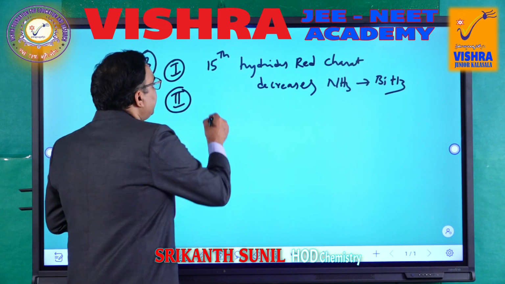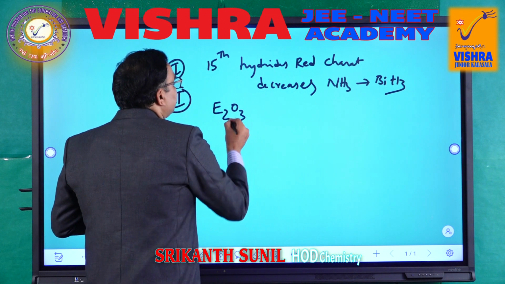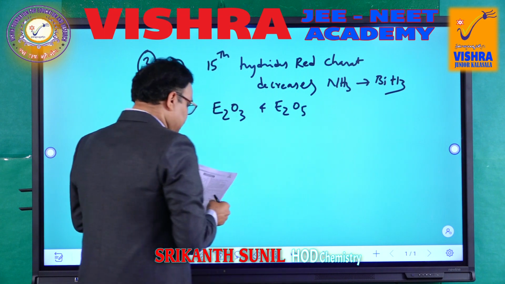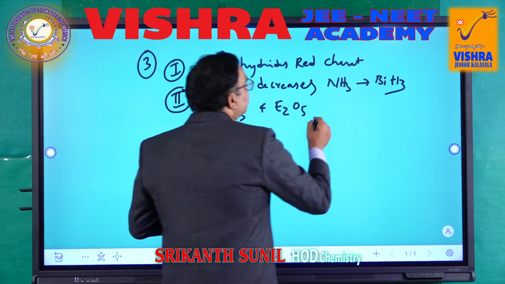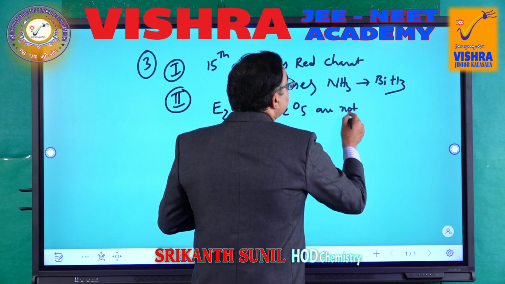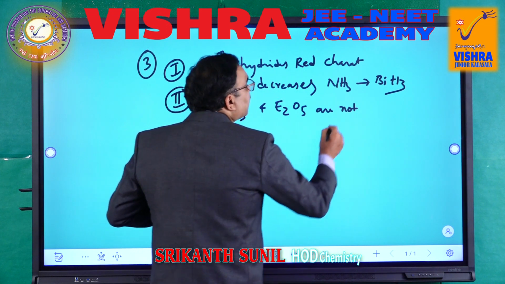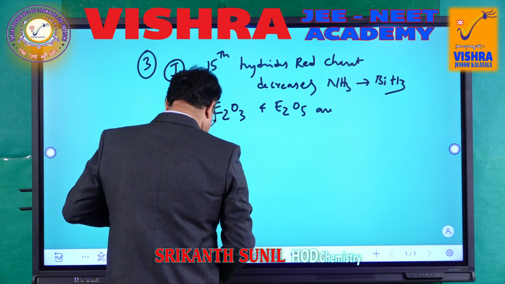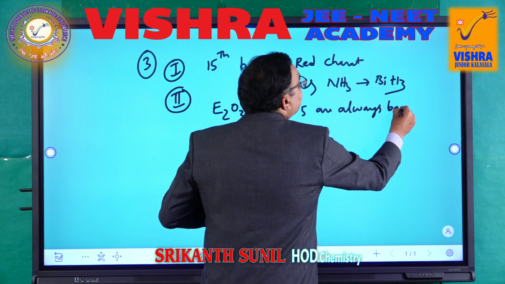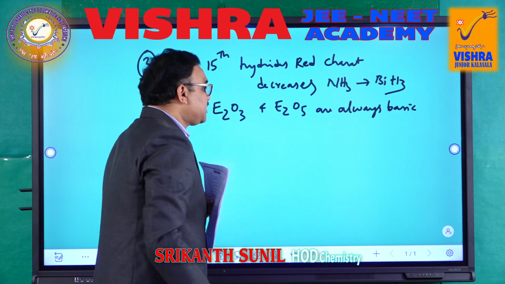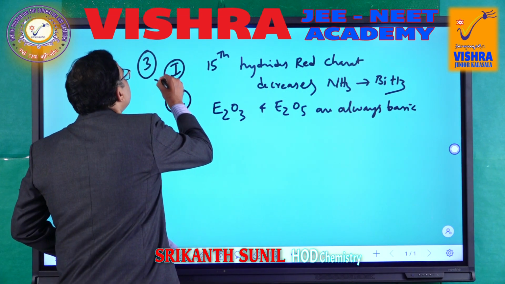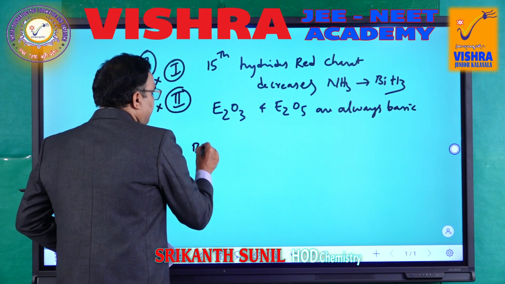Statement number 2. E2O3 and E2O5, where E is one of the elements of the 15th group. These two are always basic. These are the statements that we are getting. So we can say this one is also wrong, this one is wrong. Both statements are wrong.